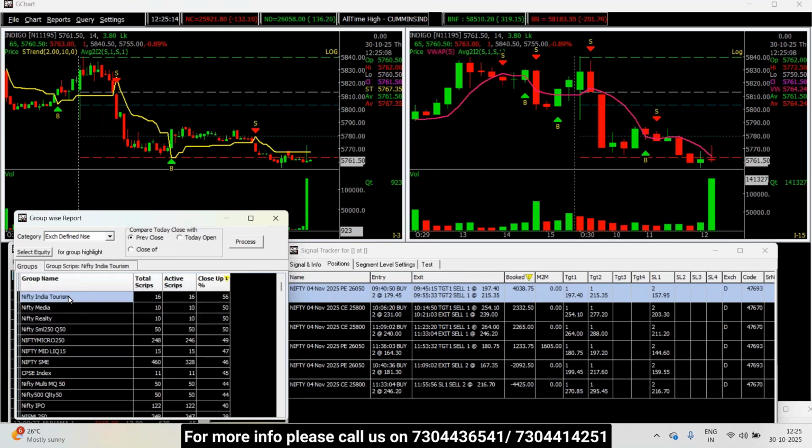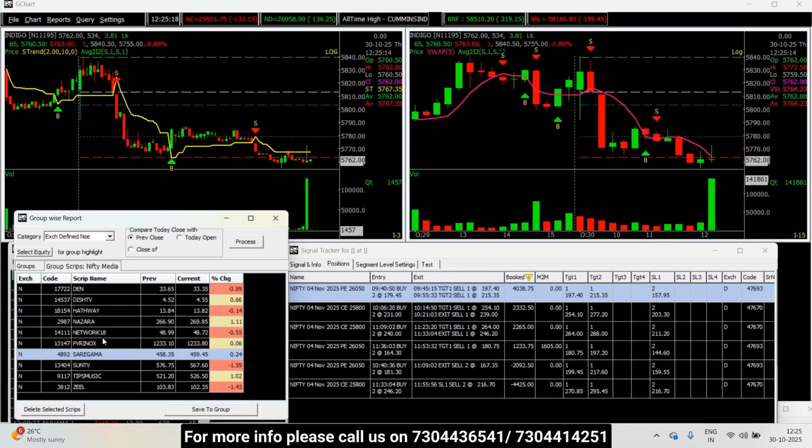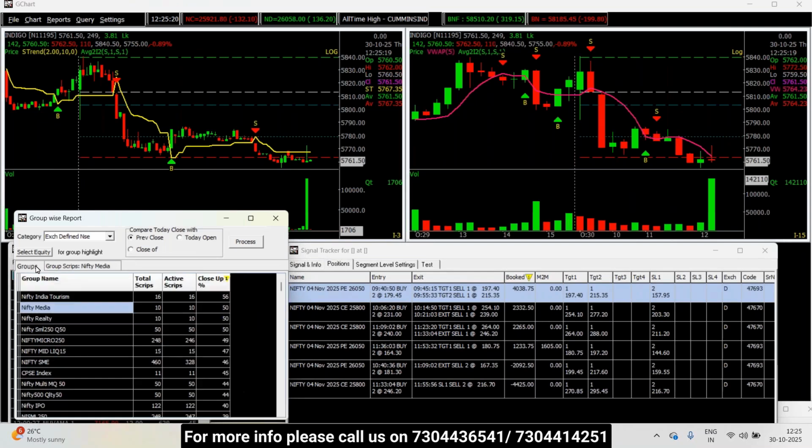Again, coming to the groups, this is Nifty India Tourism. And the second one is the Nifty Media, which gives us a close-up percentage of 50. And if I go down, then the least performing is Nifty FMCG.